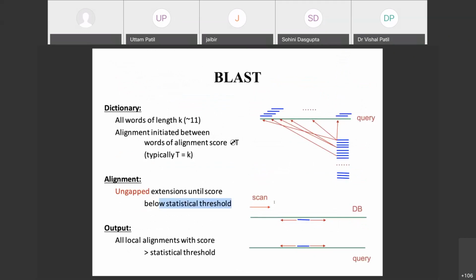So what would be the output? All local alignments with a score greater than the statistical threshold will be reported. So this is general BLAST, which everybody knows about. I'm not going into the details of the BLAST algorithm, how it goes in both directions and so on.